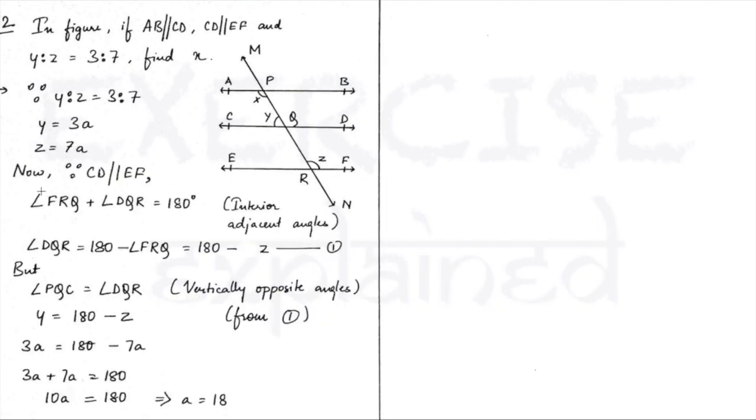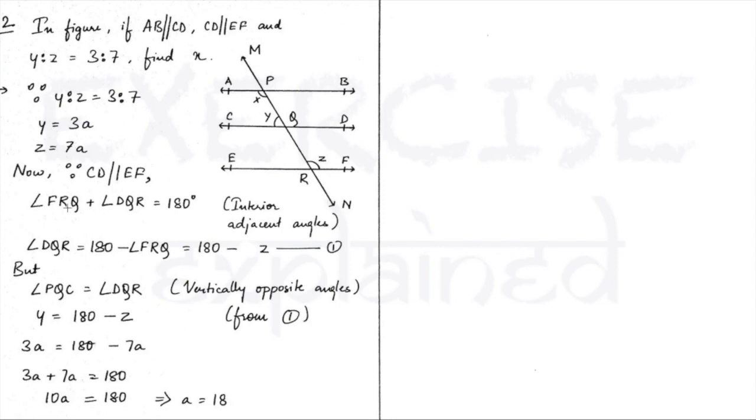Coming to the next thing, now CD is parallel to EF. Now CD and EF are parallel to each other. So what we have to do is angle FRQ plus angle DQR, both of them will be equal to 180 degrees because they are interior adjacent angles. Interior adjacent angles in case of parallel lines sums up to 180 degrees. That's why I have added both of them and we have got it as 180 degrees.